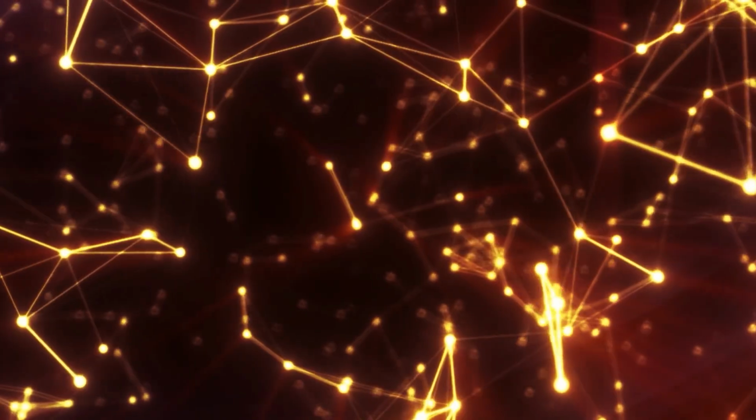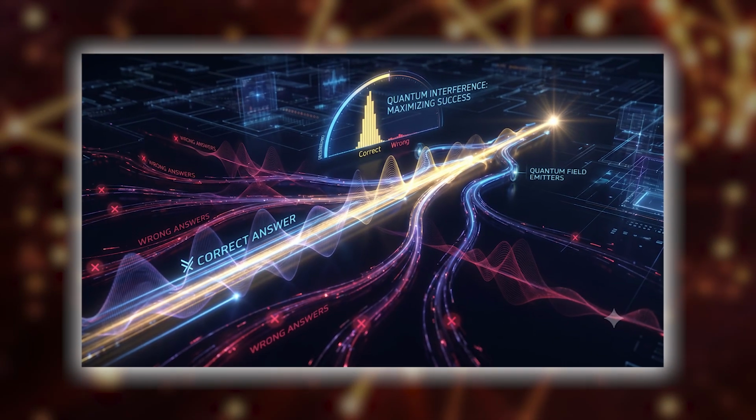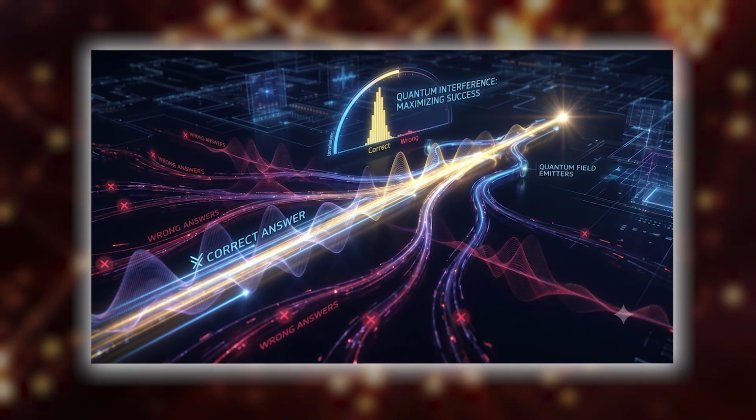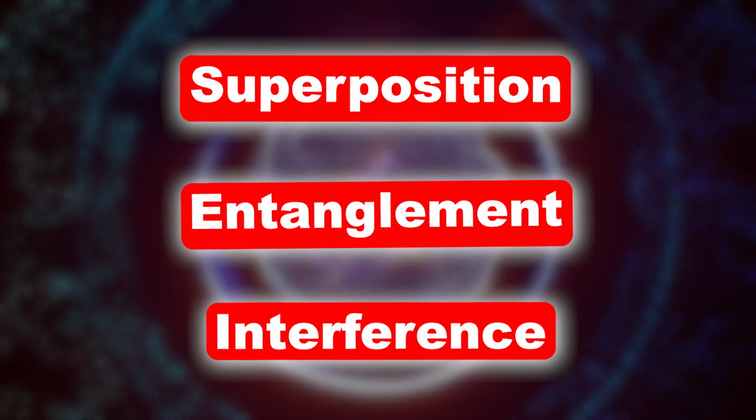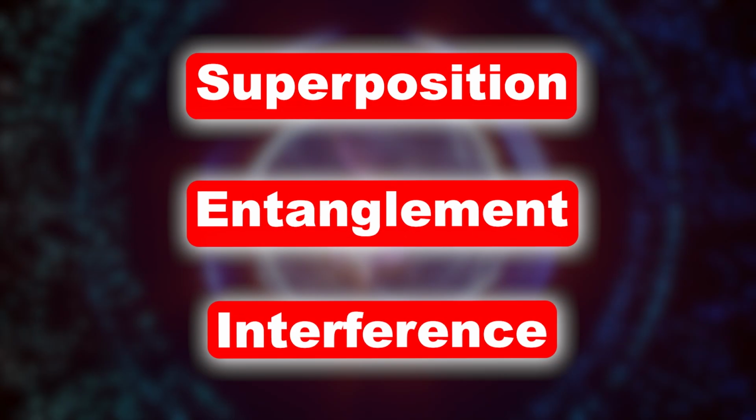The second property is interference. Quantum algorithms are carefully designed to use interference, the same phenomenon that causes waves to amplify or cancel each other out, to amplify the probability of reaching the correct answer and suppress the probability of reaching wrong answers. Together, superposition, entanglement, and interference are the three pillars that make quantum computing a fundamentally different kind of computation.